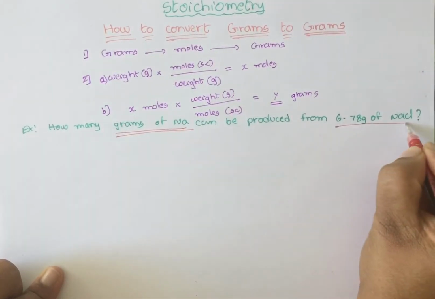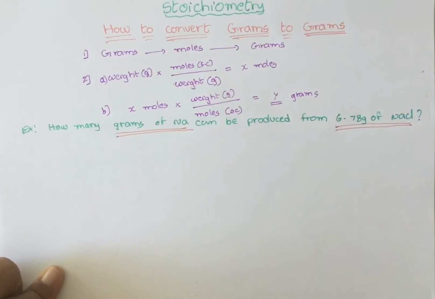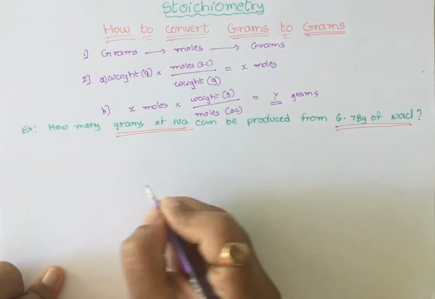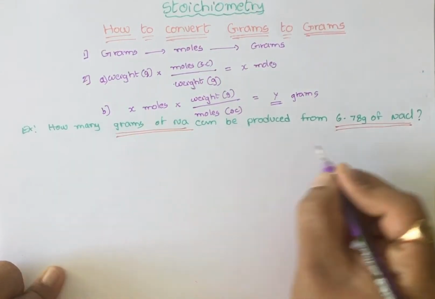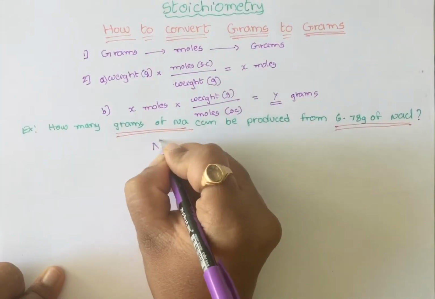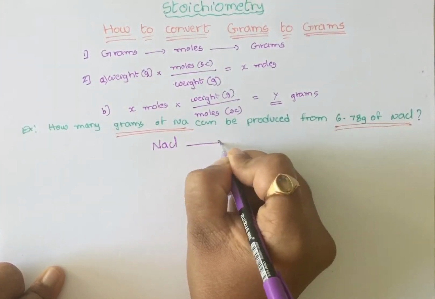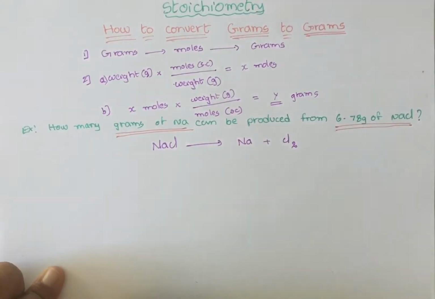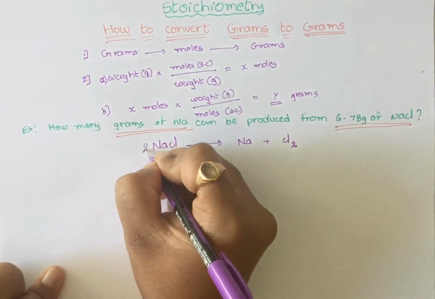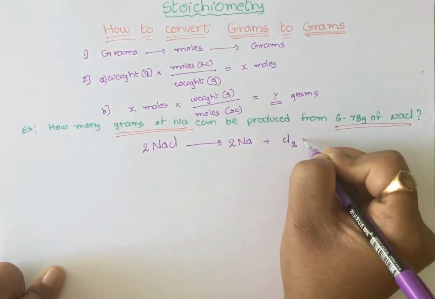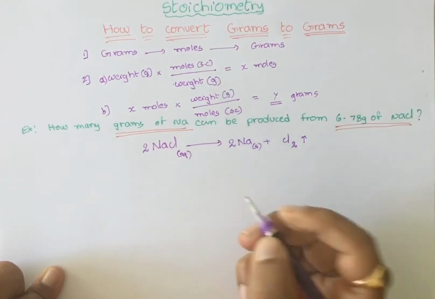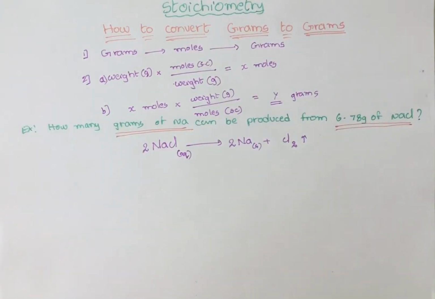What have they given in the problem? They have given grams of sodium chloride. So before doing this problem, what do you have to do? You have to write a balanced chemical equation of the given substances. What is the reactant here? The reactant is sodium chloride. And what is it producing? It is producing sodium and chlorine gas. You have to balance this equation: 2 moles of sodium chloride, which is solid, producing 2 moles of sodium. This is the balanced equation for the problem.